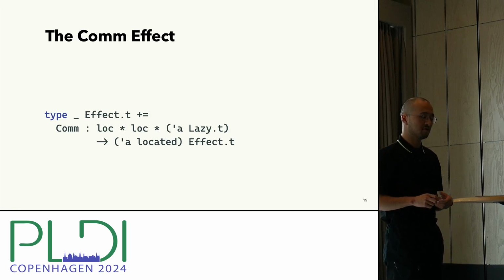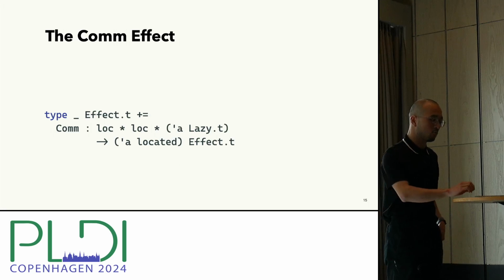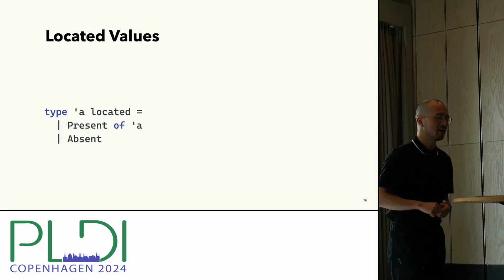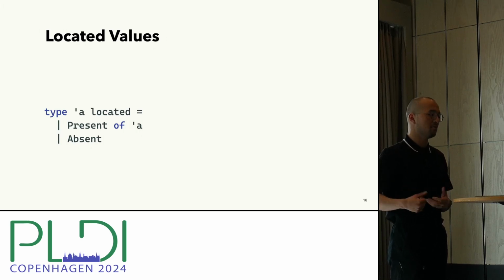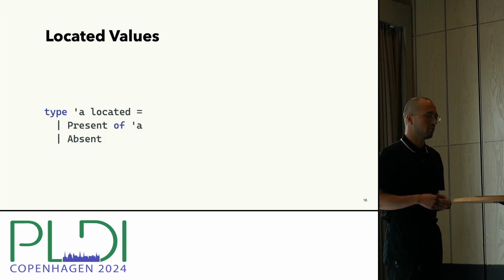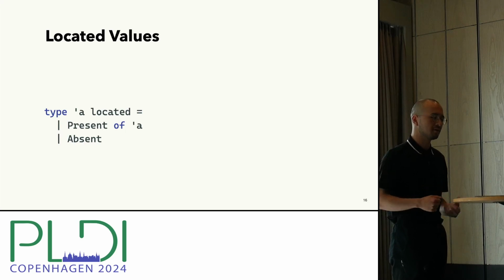The Com effect returns a located value of type A. So what are they? A located value represents a value at a specific location. It is similar to an optional value. It is either present with a value of type A or absent. Within a choreography, we have the implicit guarantee that a located value is always present for the receiver of Com. Otherwise, it is absent.